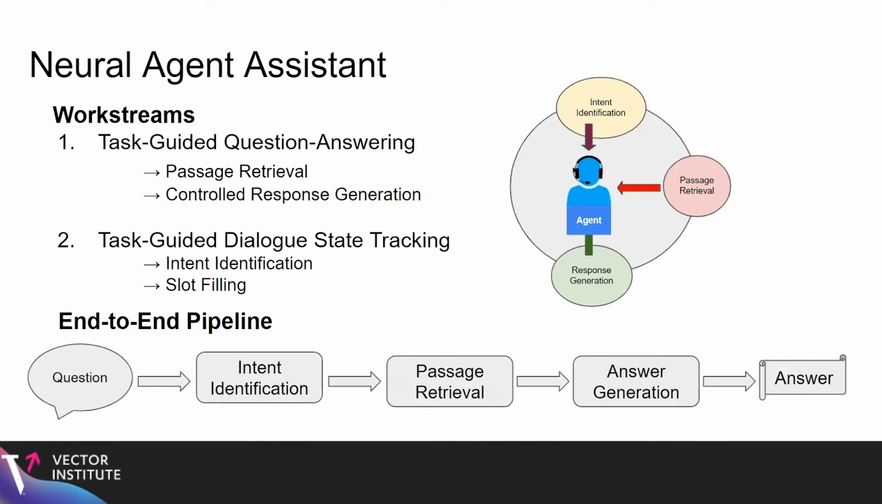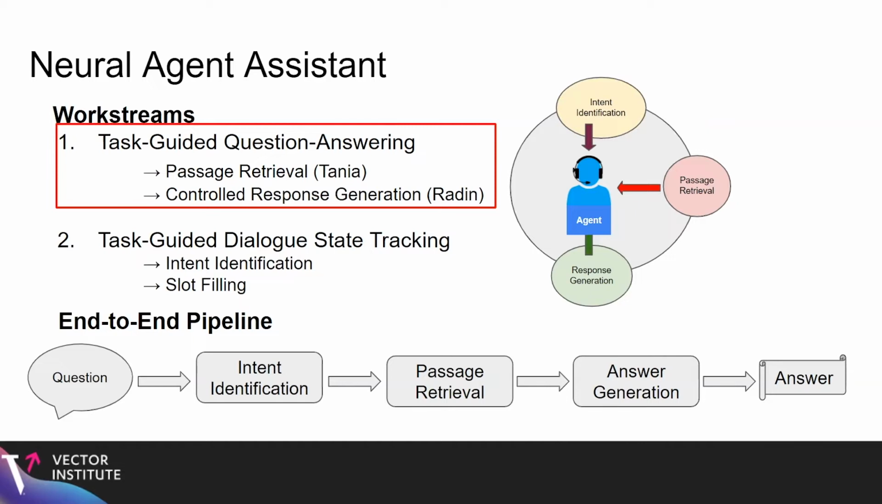The neural agent can be further broken down into two work streams: the task-guided question answering and the task-guided dialogue state tracking. The end-to-end pipeline starts off with a question inputted by the user. Then the intent of the question is found, the relevant passages are retrieved, and then the answer generation model outputs an answer. Radin and I mainly focused on the task-guided question answering portion throughout our internship, and this consisted of the passage retrieval and response generation. We'll be presenting a demo at the end to show how these components work together.